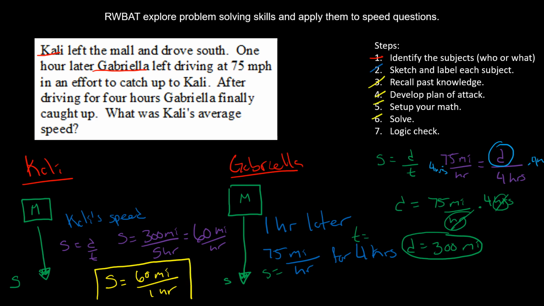Okay, wow, we did a lot and we did that really fast. Well, let's do a logic check. Gabriella traveled for only 4 hours at 75 miles per hour. Callie got a head start. So if Gabriella is able to catch up to Callie, that means Callie has to be going slower. Is 75 miles per hour slower than 60 miles per hour? I'm going to say yes, it is. Okay? So great. We have our problem solving skills here.